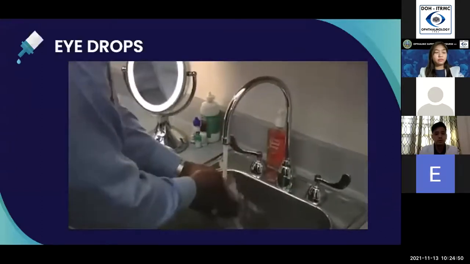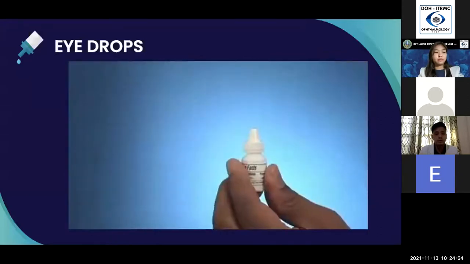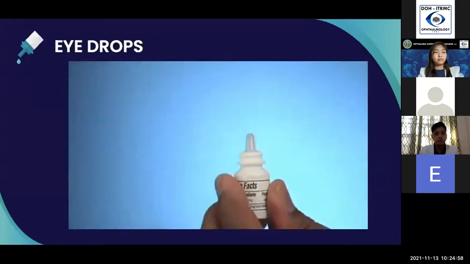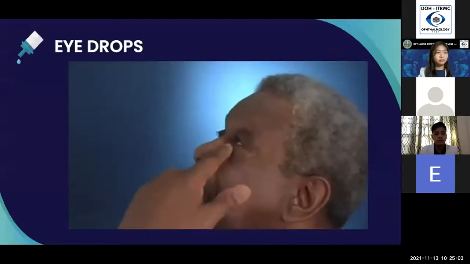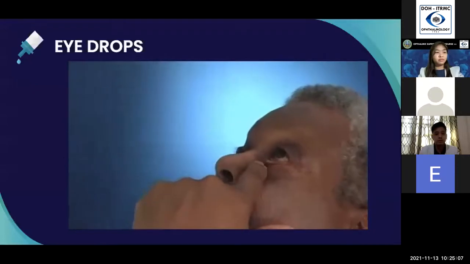Always wash your hands before putting in your eye drops. Remove the cap to the eye drop medication and do not touch the dropper tip. Tilt your head back slightly. With one hand, pull your lower eyelid away from the eye to form a pocket. You can do this by pulling the lower lid down with your index finger.